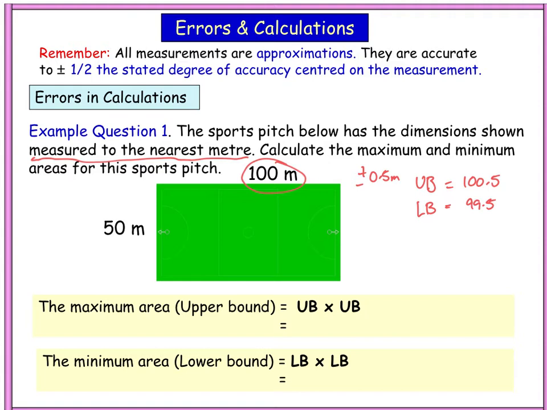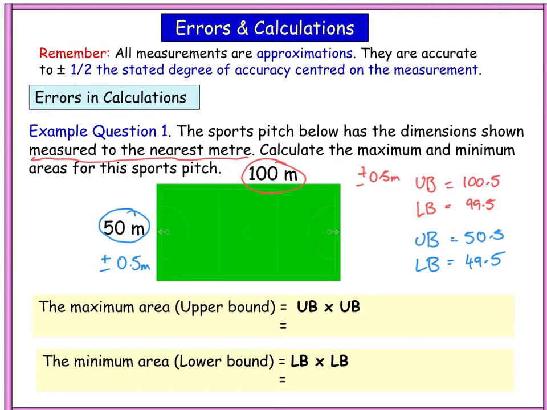Same sort of thing for the 50 metres. It's measured to the nearest metre, so we're adding half of that. Half of a metre is 0.5 of a metre. So the upper bound for the 50, the width, is 50.5 metres. And the lower bound is, well, we take away half a metre, so it's 49.5 metres. And that's pretty much what we were asked to do last week. We were just finding upper and lower bounds. But when we go to a calculation, we need to be slightly careful.